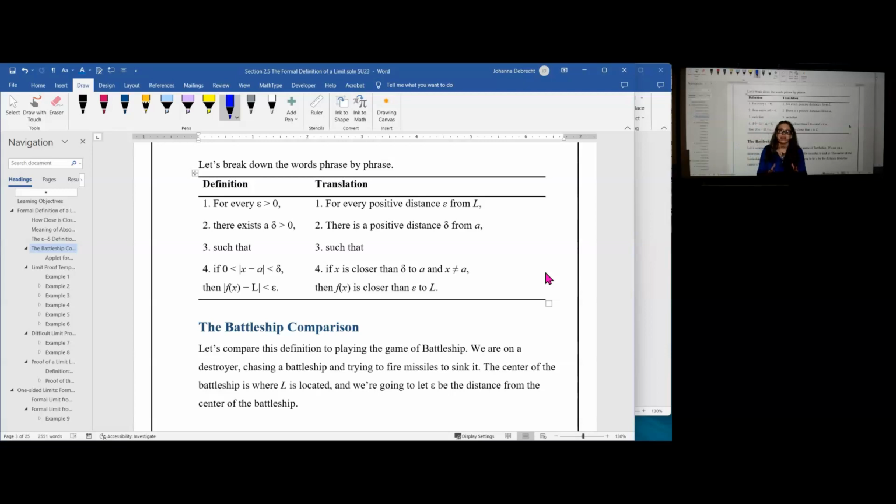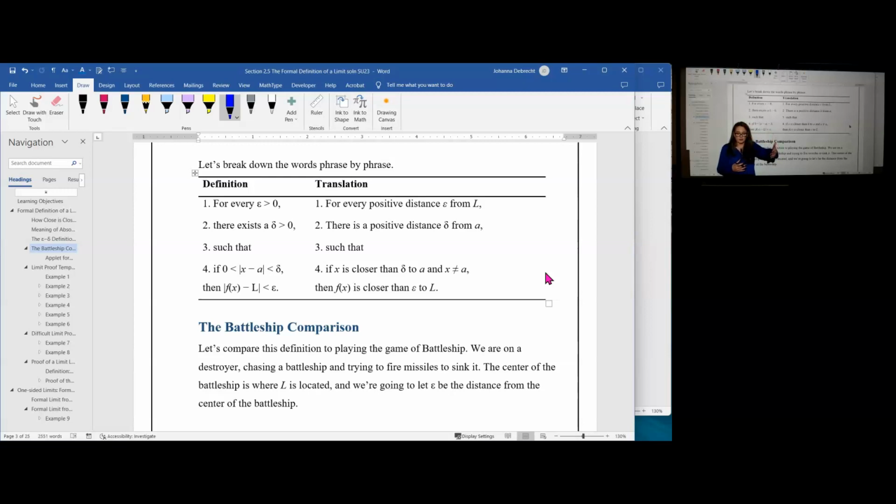I want to compare this to the childhood game Battleship. I had a hard time when I first started teaching explaining this concept to students, and students really struggled. So I came up with this analogy with Battleship, and I hope that it will help you to understand a little bit what we're doing. We're going to visualize that we're on a destroyer on the ocean, and we are chasing a battleship. We are trying to sink the battleship.